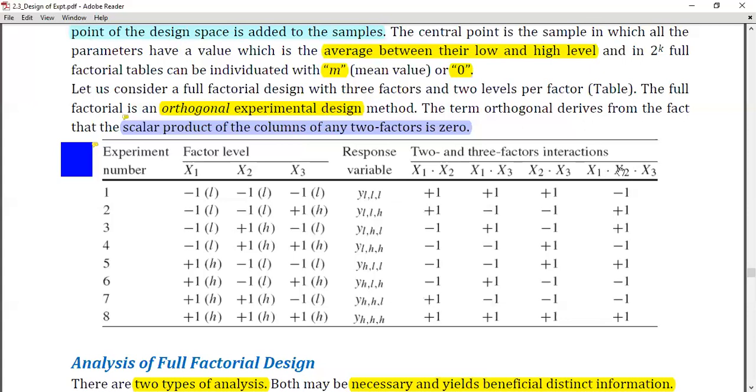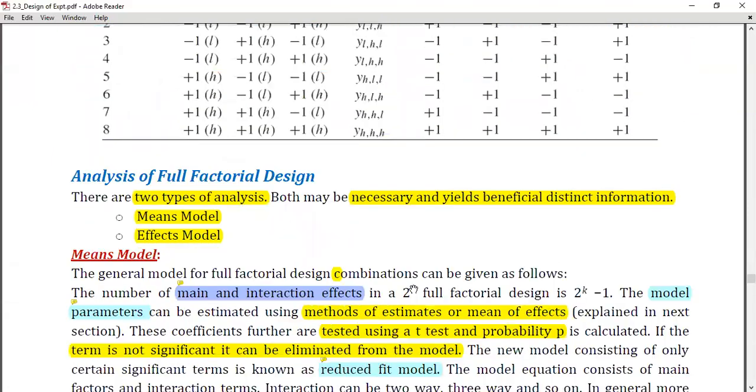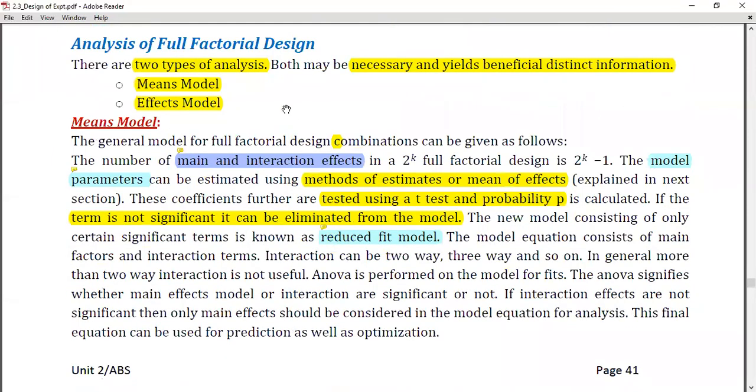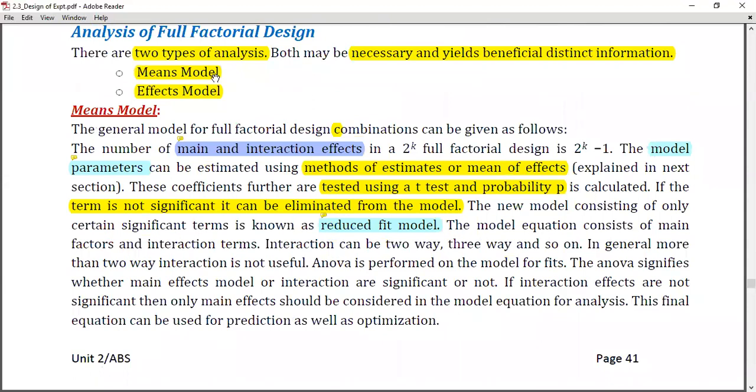Here x1 x2 x3 is nothing but the product of 3 things. Now this is called an orthogonal design. Orthogonal design ensures that the entire sum is 0 for a particular column. For the analysis part, we have two types: one is called the means model, another is called the effects model.